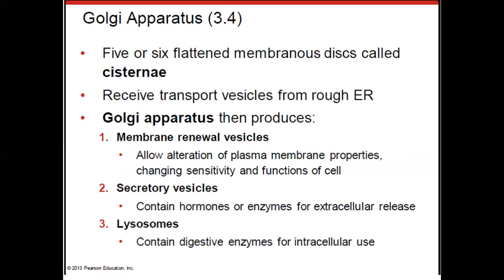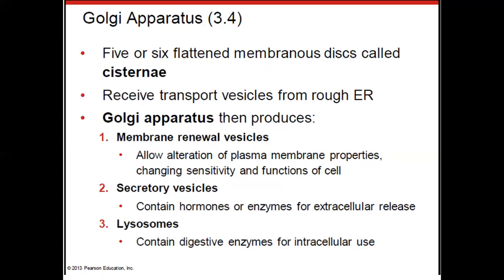This Golgi apparatus, from where the endoplasmic reticulum produced proteins, the Golgi apparatus is made of flattened discs called cisternae, and they receive transport vesicles from the rough endoplasmic reticulum. So the Golgi apparatus then takes those transport vesicles, and a vesicle is just bound by a membrane, and does a couple of things. It allows basically the plasma membrane properties to change the sensitivity and the functions of a cell.